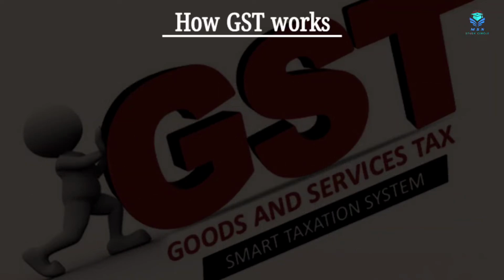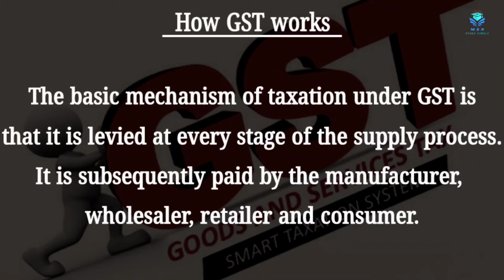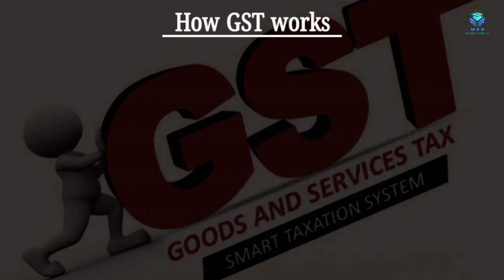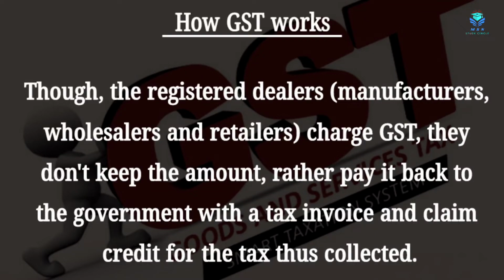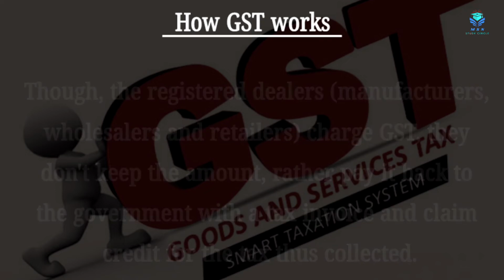How GST works. The basic mechanism of taxation under GST is that it is levied at every stage of the supply process. It is subsequently paid by the manufacturer, wholesaler, retailer and consumer. Though the registered dealers, manufacturers, wholesalers and retailers charge GST, they don't keep the amount, rather pay it back to the government with a tax invoice and claim credit for the tax thus collected.